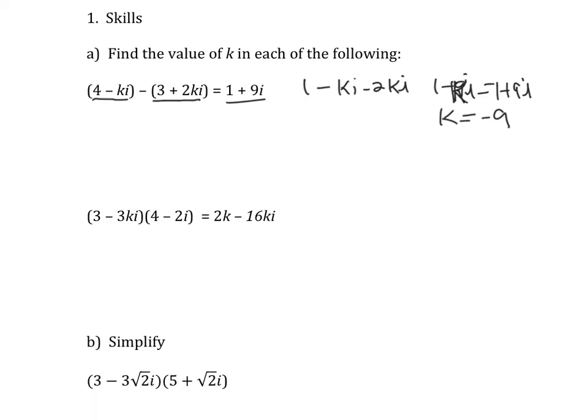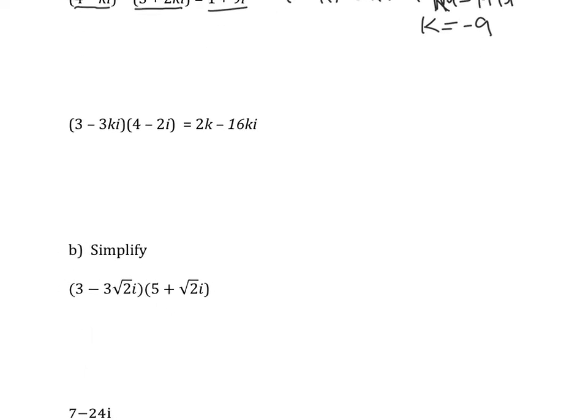Okay. Next one, this multiplication. So let's work it out on the left side and then set the imaginary portion there equal to the imaginary portion on the other side, and the same with the real portion. Okay, so when we multiply, we're going to end up with 3 times 4, or 12, minus 3 times 2i, which is going to be minus 6i, and then minus 12ki, and then plus 6ki squared.